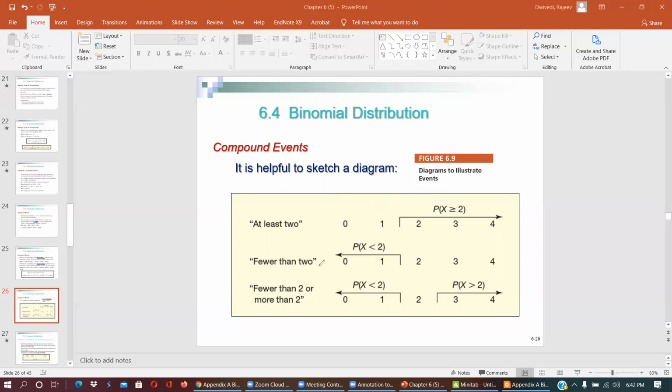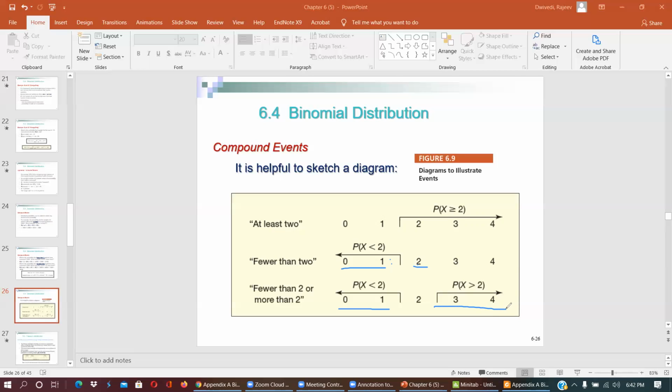Now it is asking fewer than 2, so it is not counting 2. Less than 2, so in discrete values, what is fewer than 2? It is 0 and 1. We are not going to put the x value equal to 2. This is fewer than 2, and this is more than 2. It is not asking for 2 again. More than 2 means this part.